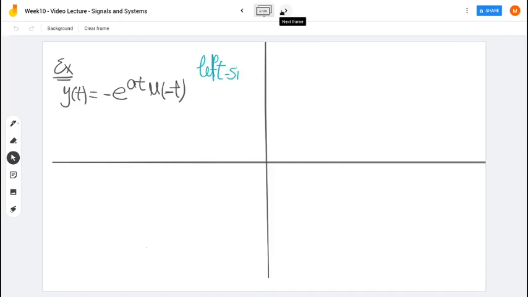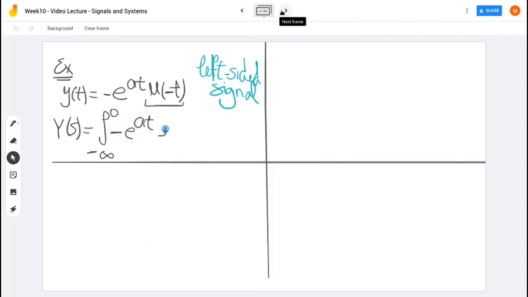Left-sided signal. So in order to find the Laplace transform, let's apply the definition. Y of s should be the integration from minus infinity up to plus infinity, but now u of minus t will have a value of 0 for any value of t larger than or equal to 0. So the integration will be from minus infinity up to 0 of the function we have, which is e to the power at with a negative sign over here, times e to the minus st dt, which is similar to the one we had in the previous example, except the limits of the integration are different.